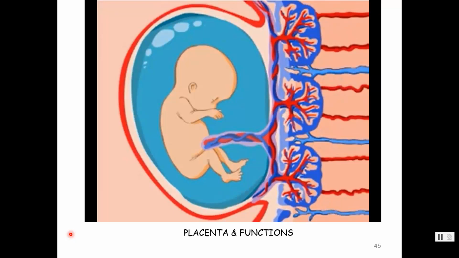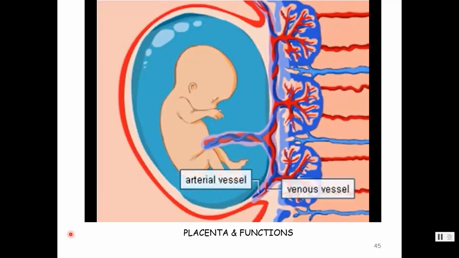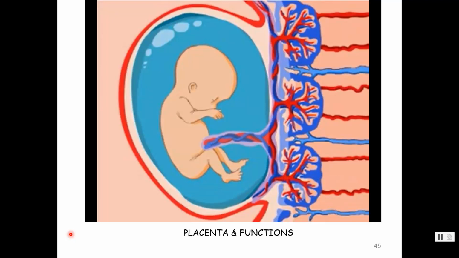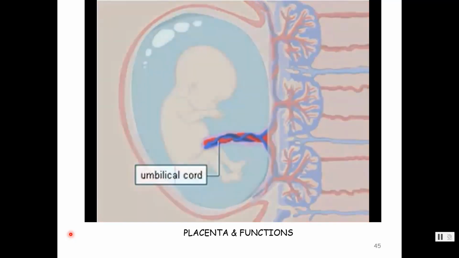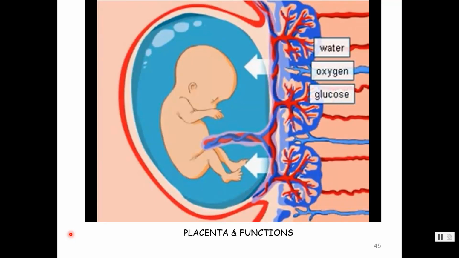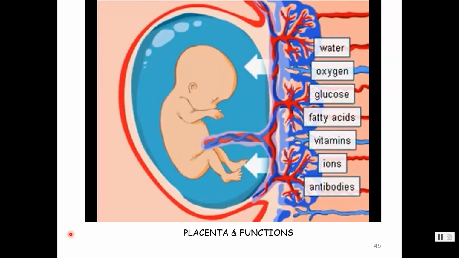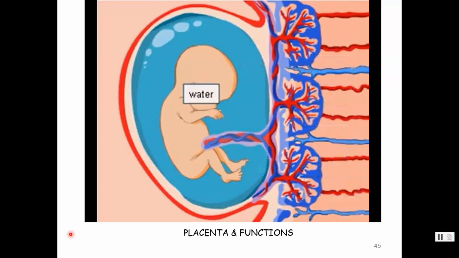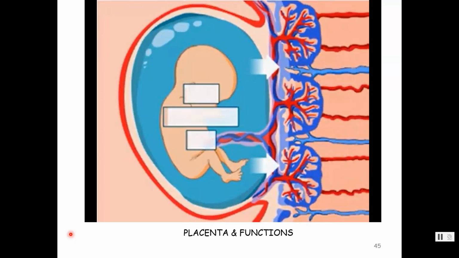Each villus contains the venous and arterial vessels of the embryo. These are branches of the 2 arteries and 1 vein that run through the umbilical cord. The functions of the placenta include respiration, nutrition, and excretion. It transports water, oxygen, nutrients such as glucose and fatty acids, vitamins, ions, and certain antibodies from the mother to the fetus, and water, carbon dioxide, and urea from the fetus to the mother.